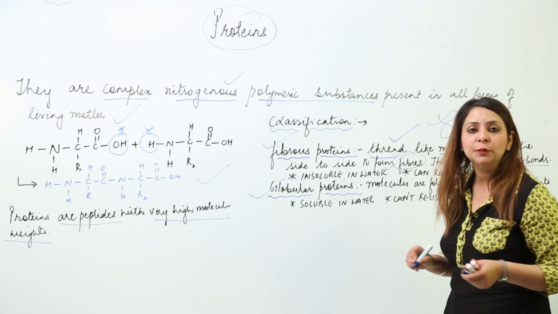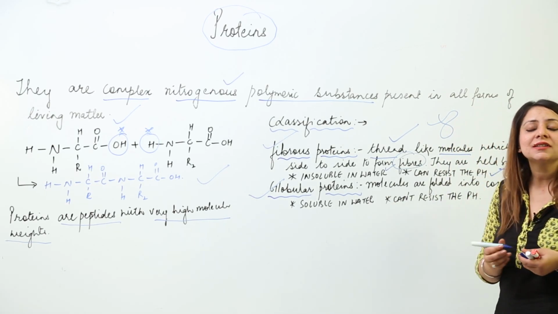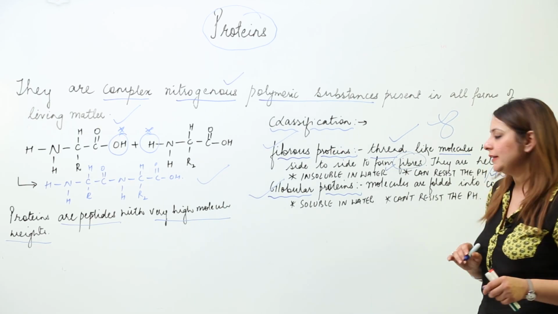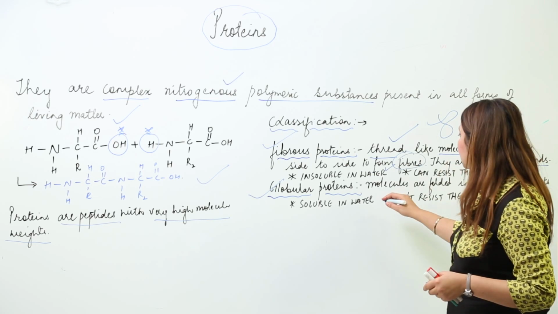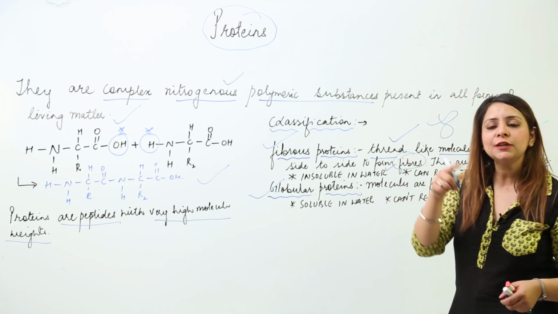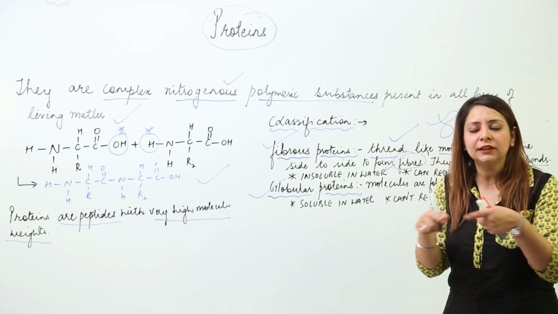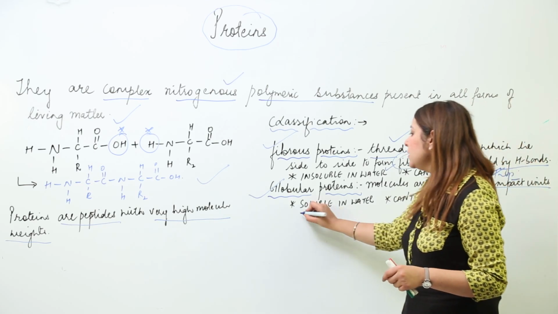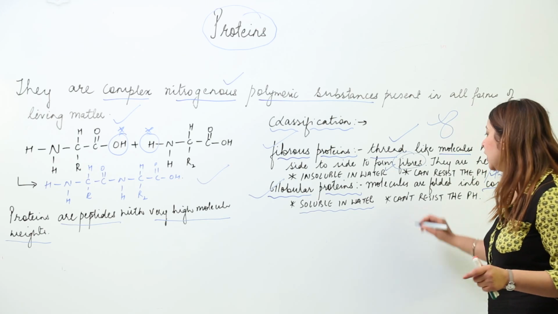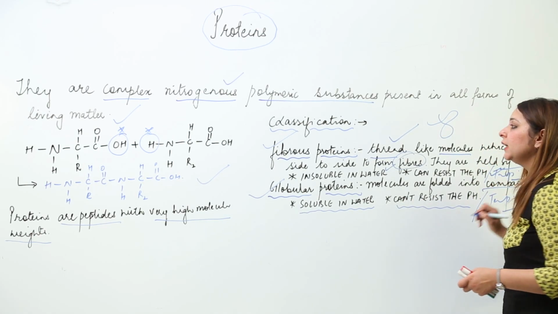But they are insoluble in water because the bonding is quite strong, and they can actually resist the change in the pH as well as the temperature. But if we talk about globular proteins, the molecules are folded into a compact unit. They form a compact unit, or you can say spherical shapes. And they are soluble in water as they are capable of forming a bond with water, but they cannot resist the change in the pH as well as in the temperature.